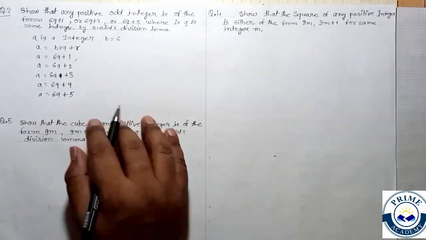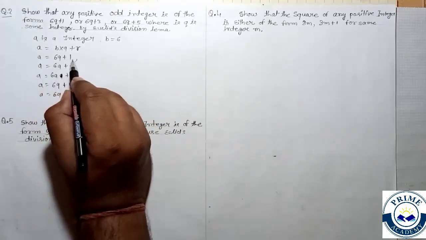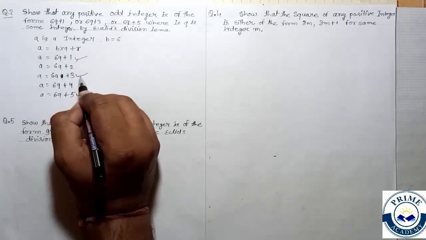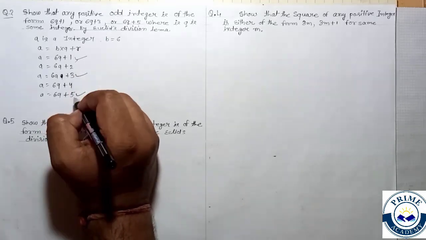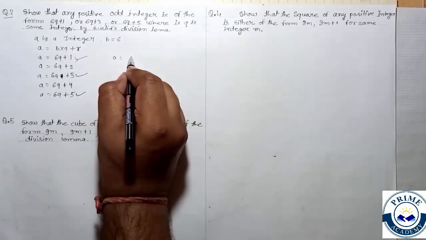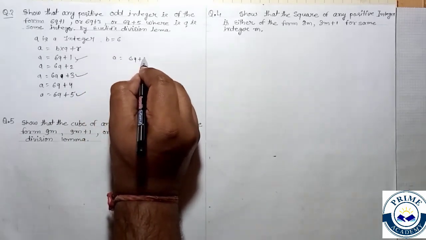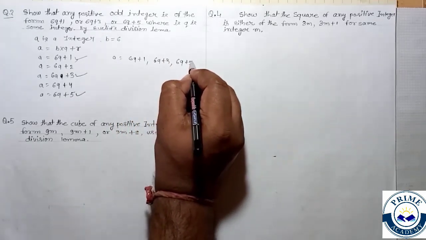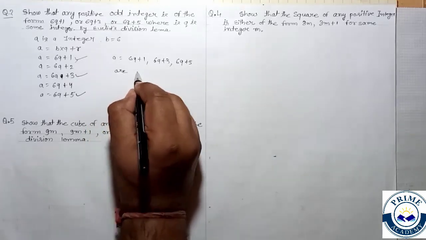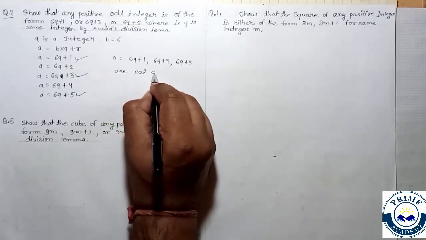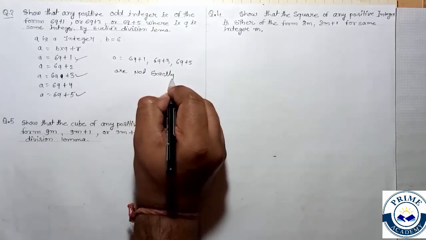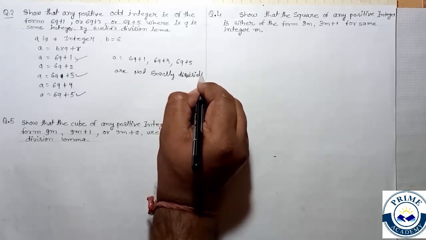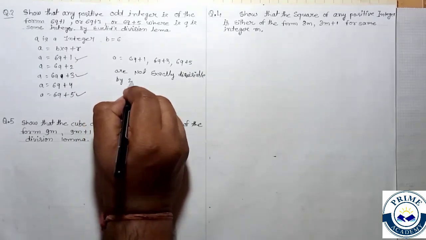So one thing you have noticed is that this first one 6q plus 1, 6q plus 3, 6q plus 5, these are not completely divisible by 2. So 6q plus 1, 6q plus 3 and 6q plus 5 are not exactly divisible by 2.